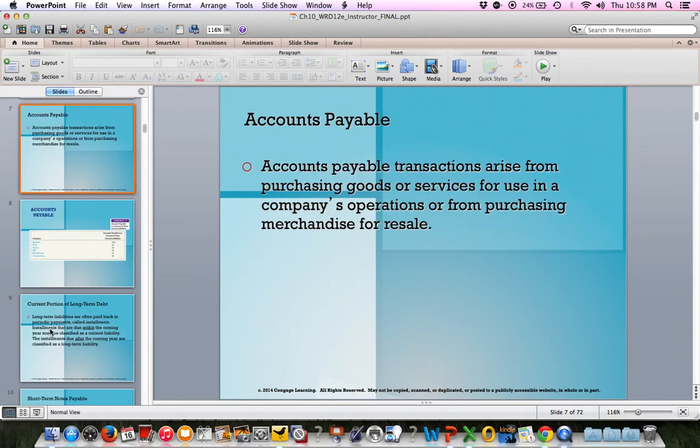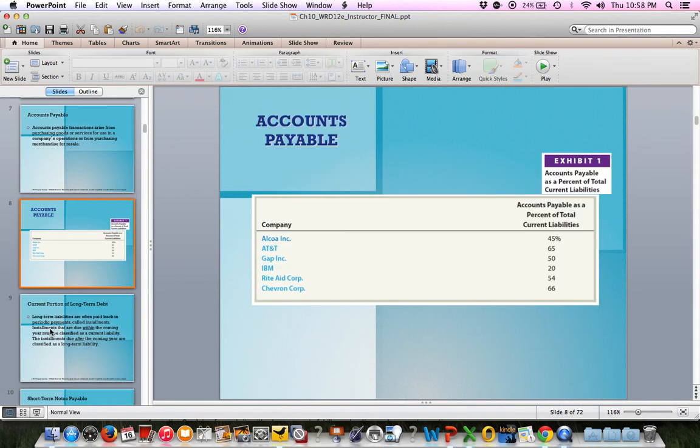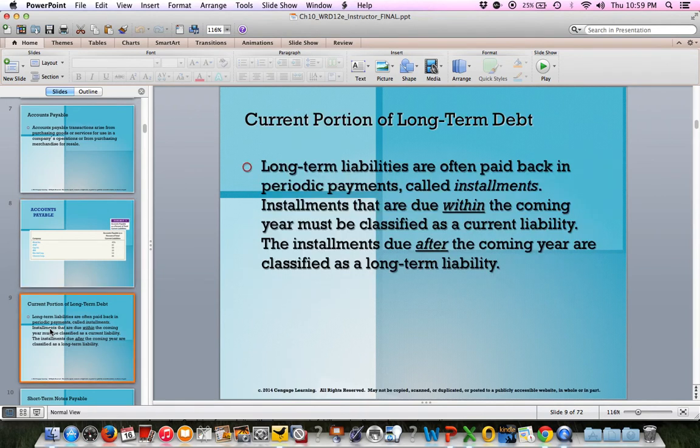Accounts payable is probably one of the most common current liabilities. It's transactions arising from buying goods and services from other businesses. So you take possession of goods today, or services are delivered to you today, and then you pay for those goods or services sometime in the future. You can see here some sample businesses and what percent of total current liabilities accounts payable makes up. For some it's quite a large number, but for many businesses it'll be the largest current liability on the books.